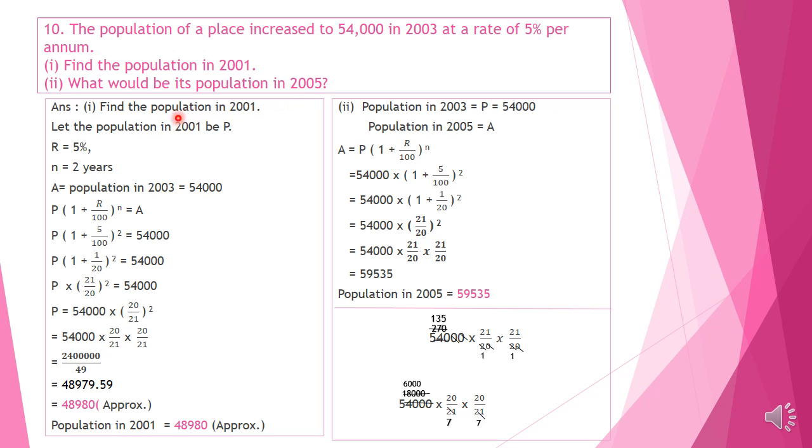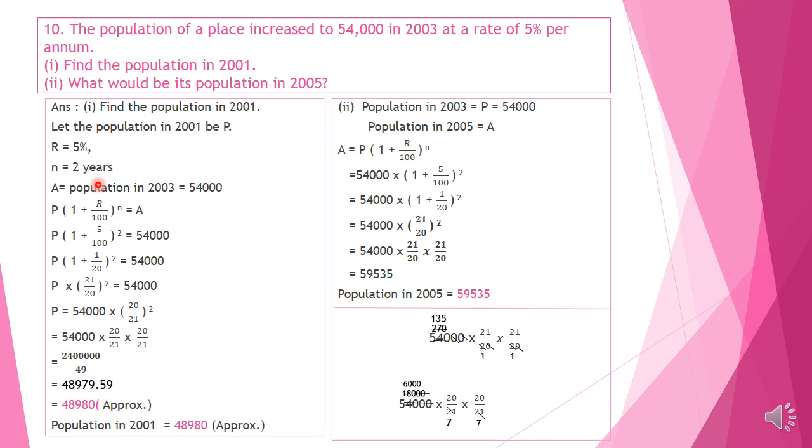Children, here we have to find the population in 2001. Let the population in 2001 be P. Rate of increase is 5%. N is equal to 2 years. How did we get 2 years? Children, here it is given 2003 population is 54,000, and we have to find 2001 population. So what is the difference in the number of years? 2003 minus 2001. So we get 2 years. So we have taken N is equal to 2 years.